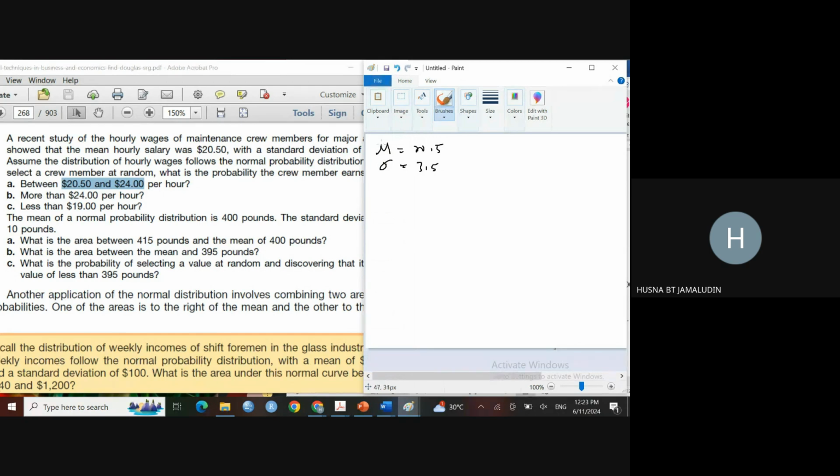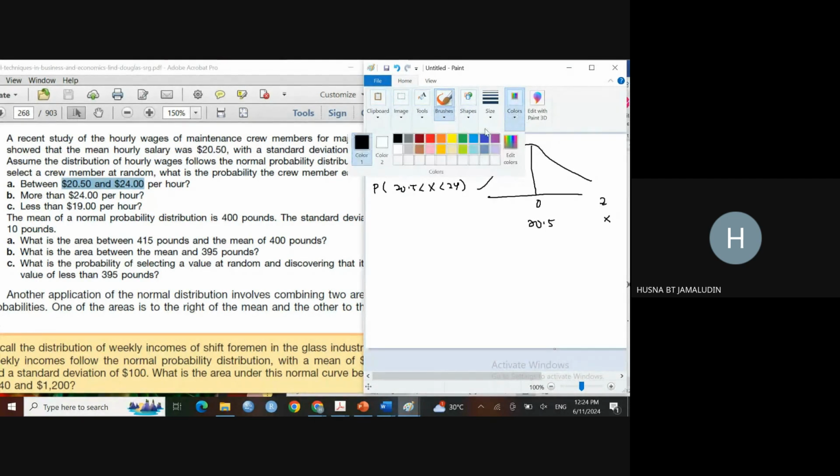List down the information, the first step. Second step, don't forget your nice curve. Okay, the middle is 0. This is your Z. How about the X? The X is your mu, 20.5. So the question wants to know the probability of your x being between 20.5 to 24.